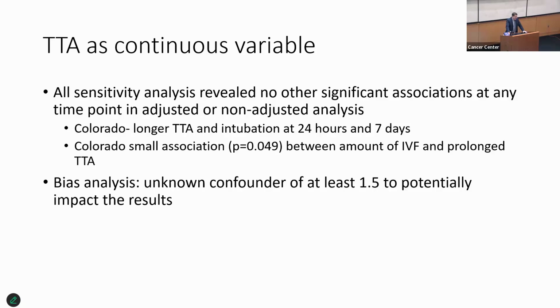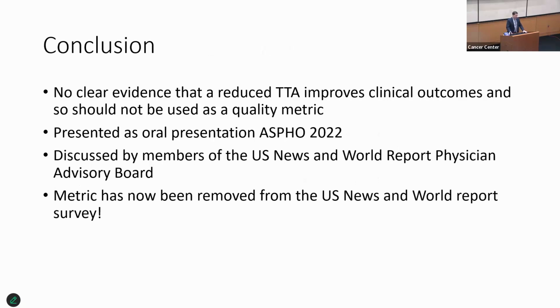The bias analysis showed that an unknown confounder of at least 1.5 would be needed to impact the results, so it would have to be a pretty strong one. And so in conclusion, we thought there was no clear evidence that reduced TTA improves clinical outcomes, and so it should not be used as a quality metric.